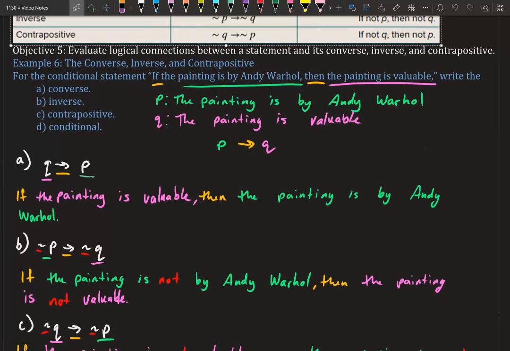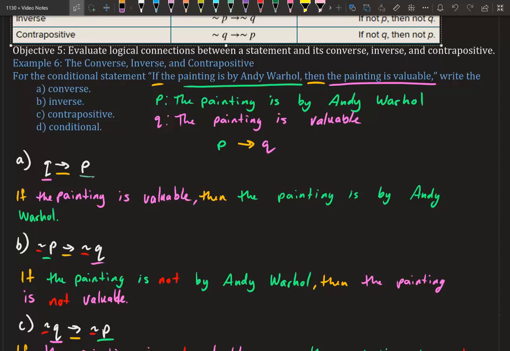Alright, so we're going to write the converse, inverse, and contrapositive and conditional statement for if the painting is by Andy Warhol, then the painting is valuable. So our P is the painting is by Andy Warhol. Then our Q is the painting is valuable. So we have P if then Q.